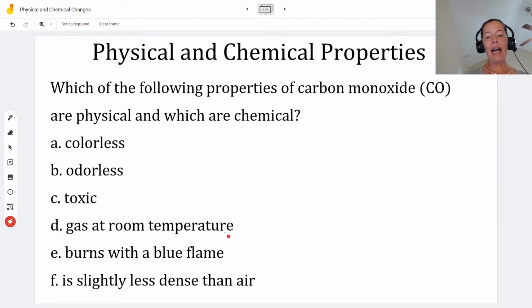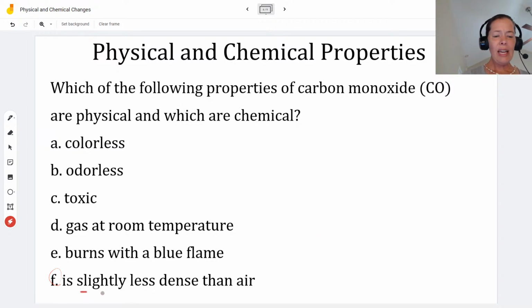D, it is a gas at room temperature. Again, when we're talking about phases, we're really just talking about physical properties, or as we'll see later, physical changes. So the fact that it's a gas at room temperature is a physical property. Okay, so E is burns with a blue flame. The key word here is burns. That is talking about flammability. That is talking about a chemical reaction. So that is going to be a chemical property of carbon monoxide.